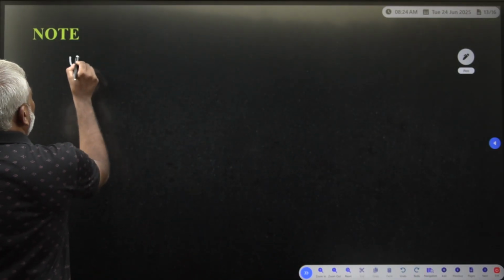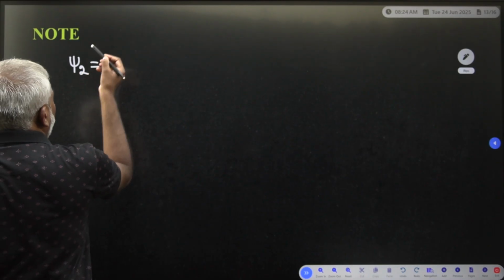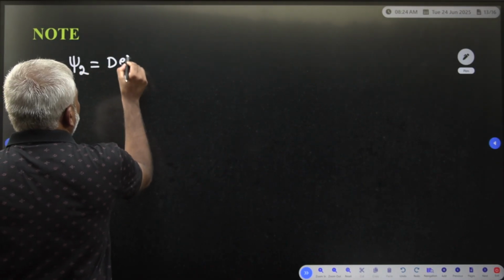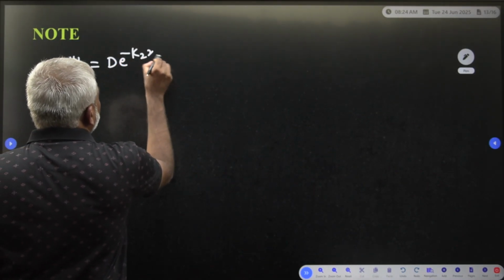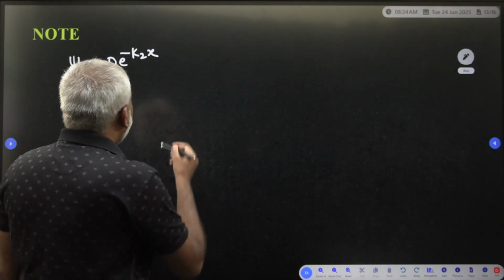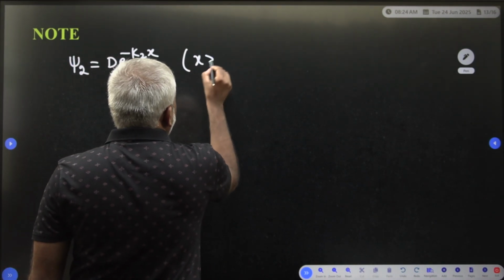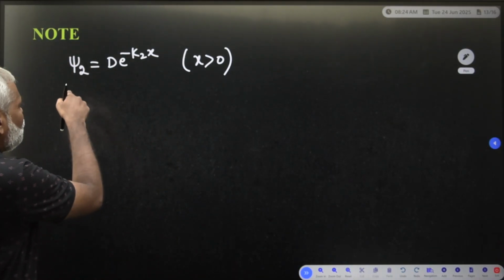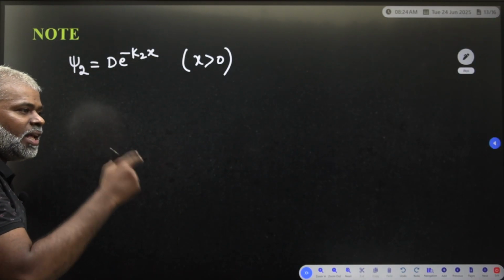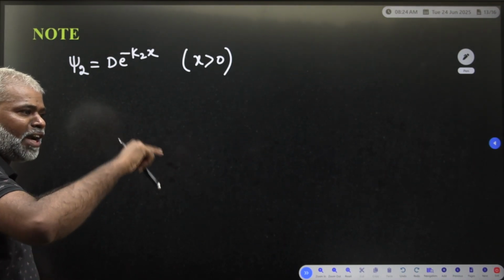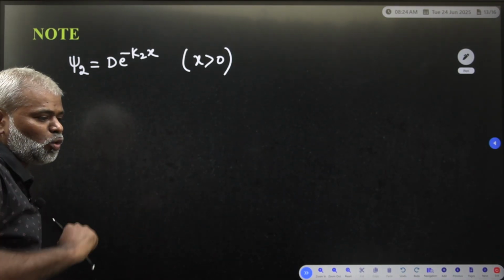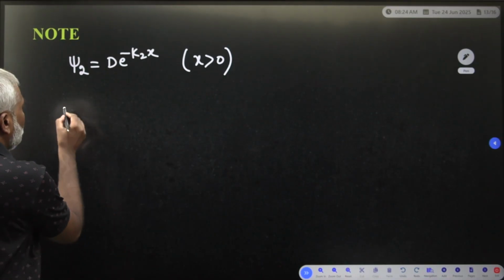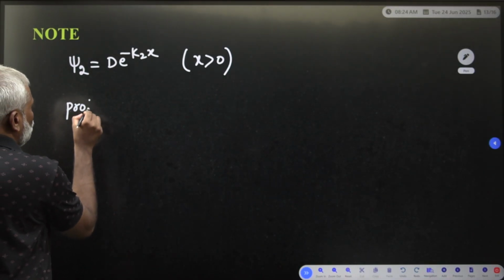So in region 2, the wave function exists. What is that wave function? ψ2 = D e^(-k2 x). This is the wave function existing when x is greater than 0. If the wave function exists, it means there is a probability of finding the particle in region 2 also. So that probability we need to calculate.